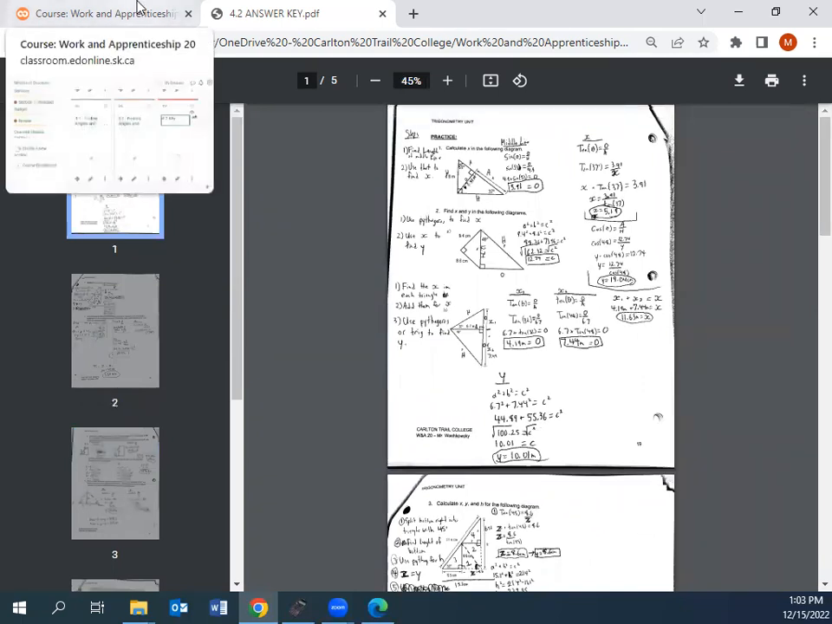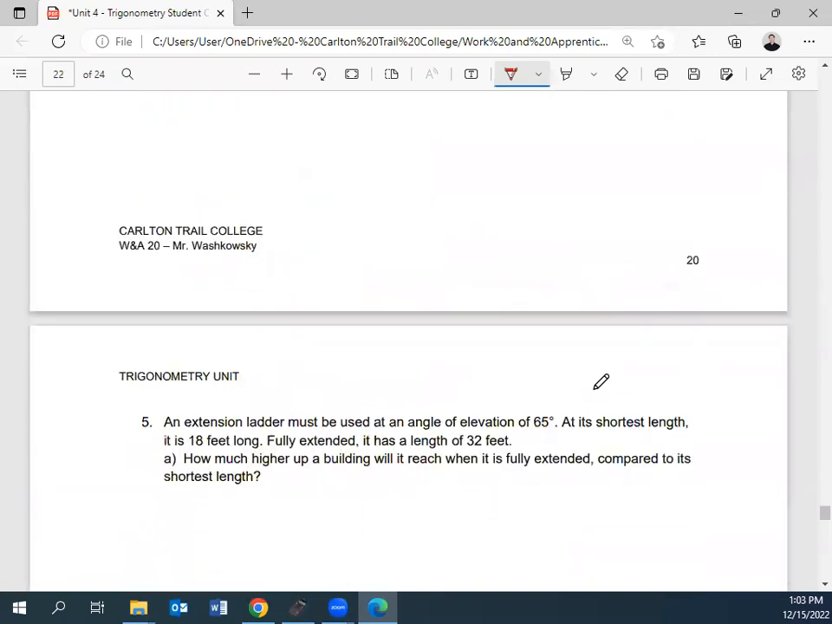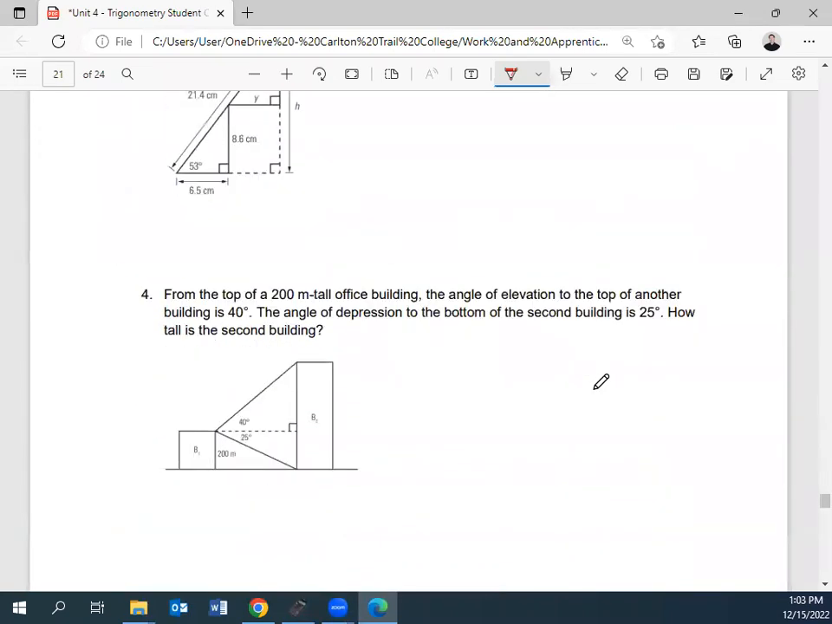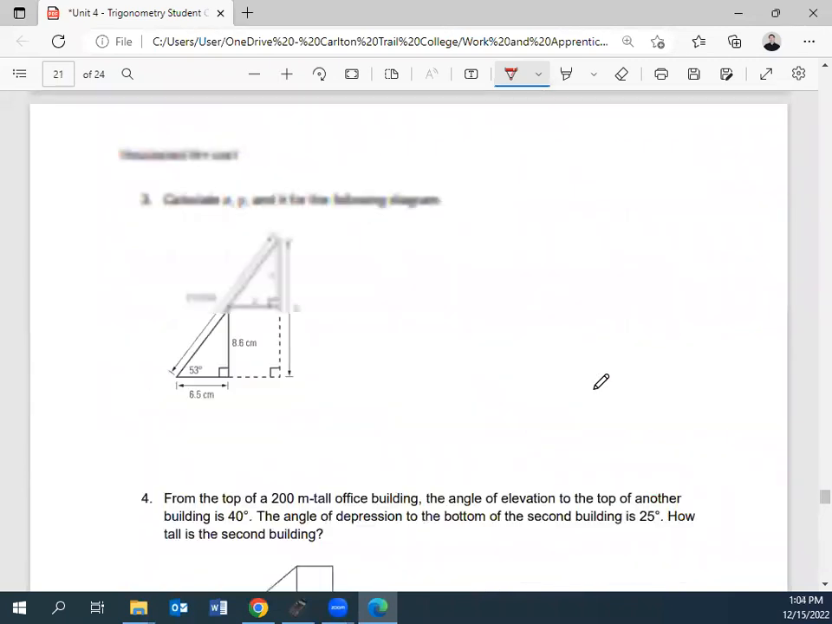So we're probably moving on tomorrow. I'll see. But yeah, so this is some time to keep working on some practice questions here. And once you get to these last few, draw yourself a diagram, make it a heck of a lot easier for yourself.